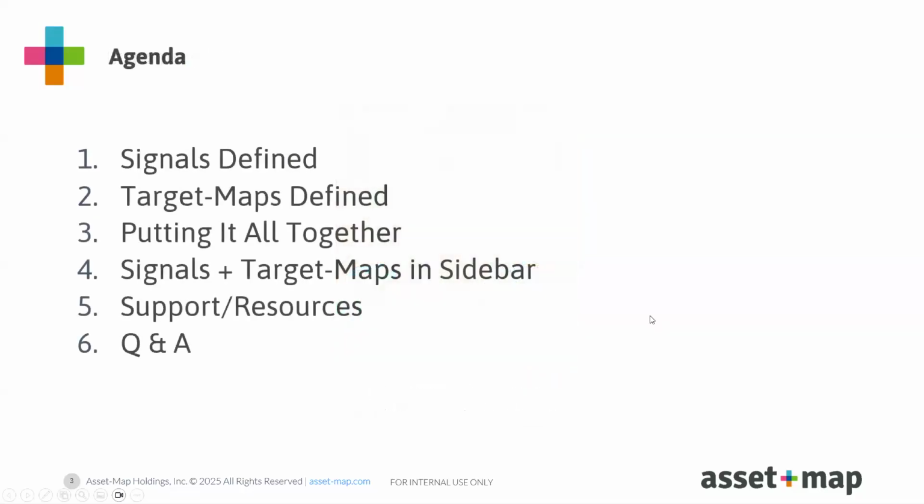So for today's training, these are the things that we're going to be talking about. We're going to do a brief demonstration of what signals are. We're going to define them, make sure that everybody feels good about the premise of signals. Then we're going to move into target maps. I will go through one target map, and we'll go through the math, the logic, how it works. And then we're going to talk about putting it all together, how signals and target maps can be used together in a presentation. And then I'll showcase to you briefly towards the end of today's call how you can now find signals and target maps in the sidebar feature.